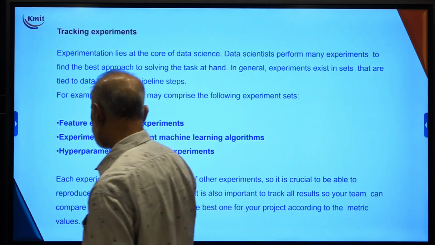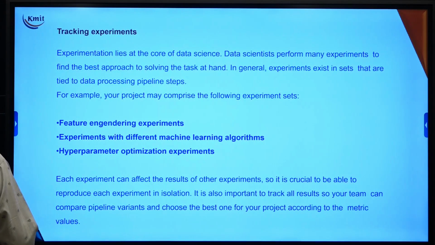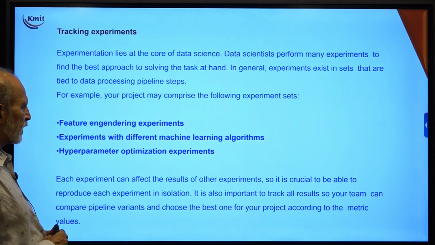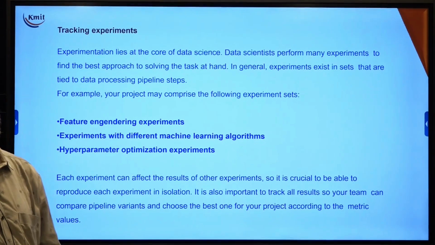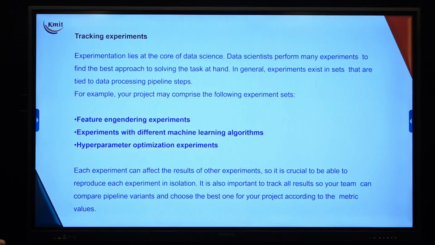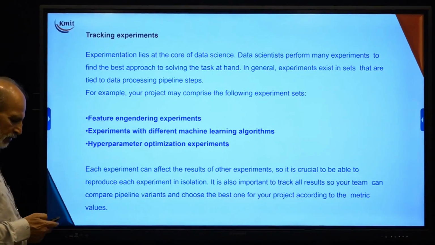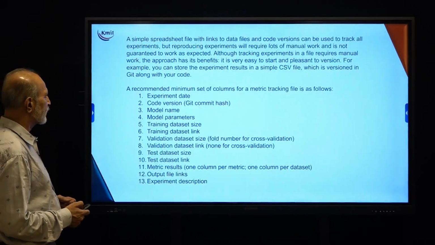Now, if you concentrate on these three points, feature engineering is very basic and very important for any kind of data science project. Then I have different machine learning algorithms, so which algorithm will give me the best result is another thing to track in the experiment. And the final and very important point about optimization is hyperparameter tuning. So these three give me a very good idea about the experimental setup and tracking.